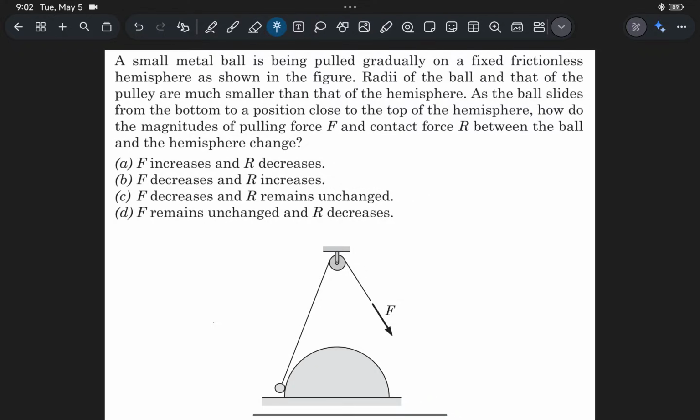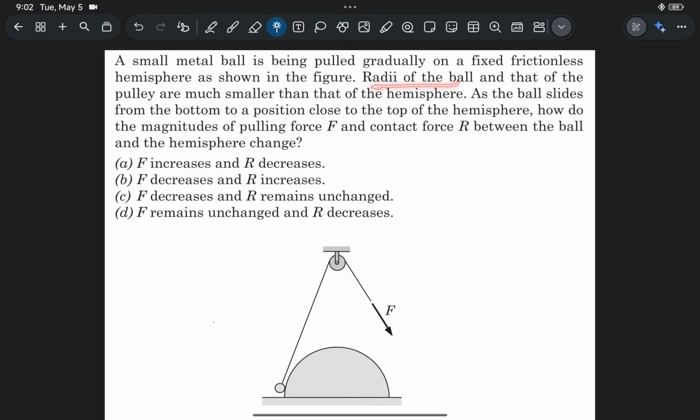Okay, in this video, we'll discuss this interesting problem from Pathfinder, Newton's laws of motion. So once I'll go through the question. It is given in the question that there is a small metal ball that is being pulled gradually on a fixed frictionless hemisphere. So this is a frictionless hemisphere. You're slowly pulling this up.